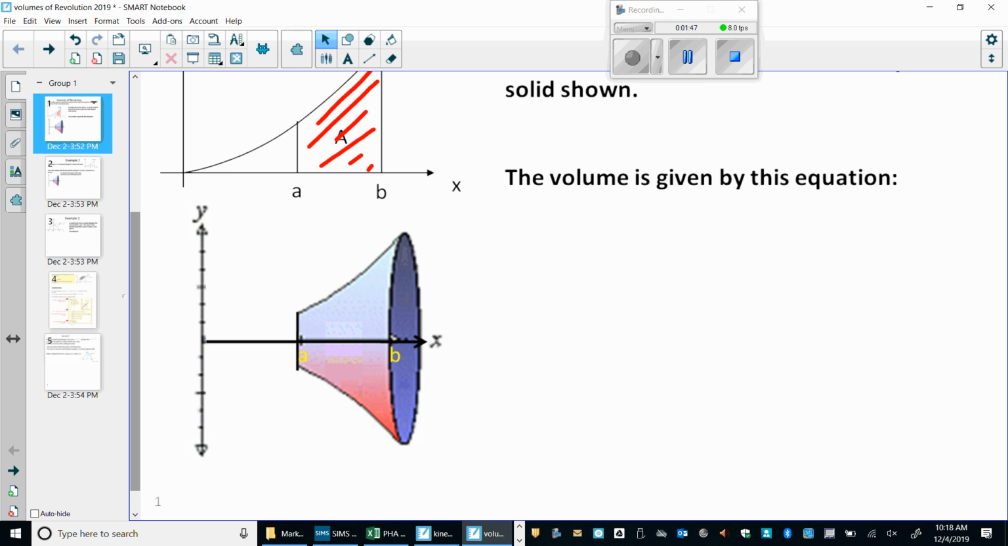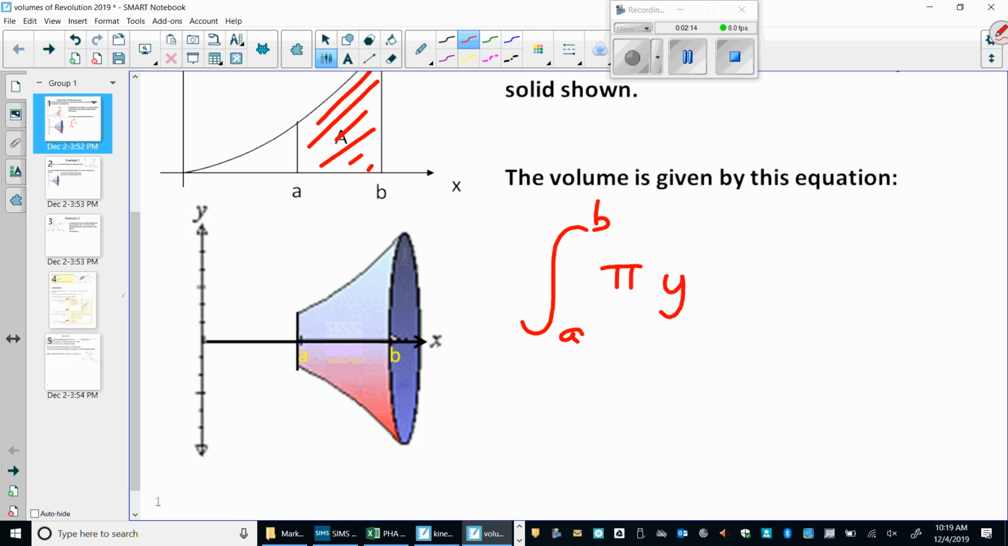Okay, so we know that we can find the area of this by finding the integral. If we want to find the volume of it, we're actually going to use this formula. Between B and A, we would have pi, and then y, or f(x). I'm going to put y. So we would square the function and multiply it by pi.